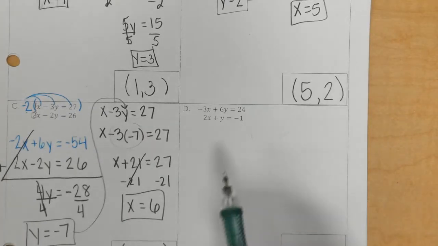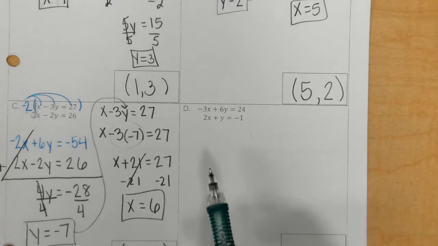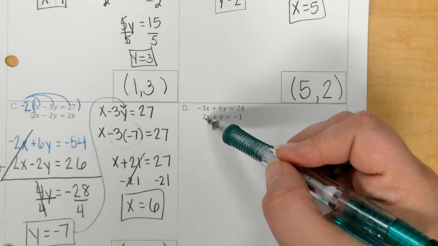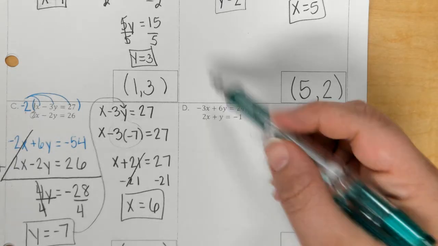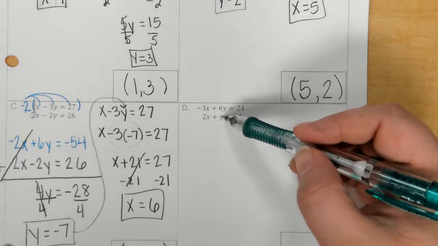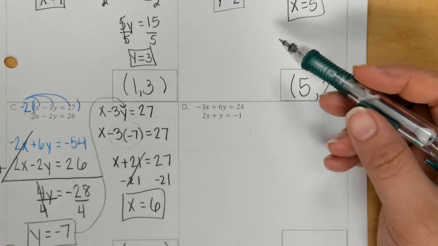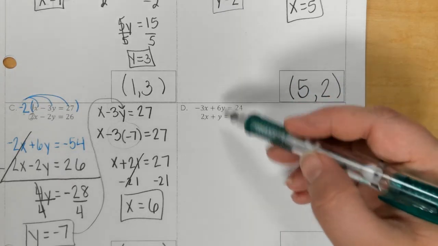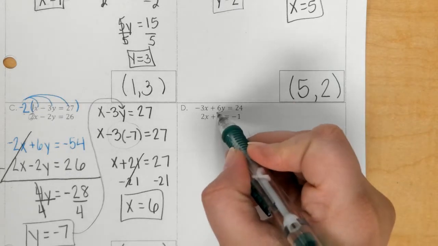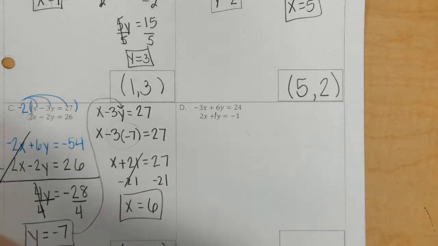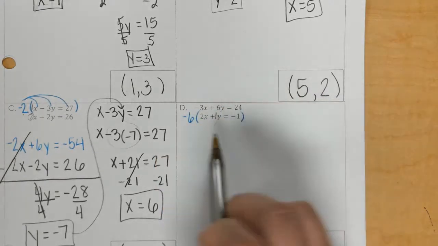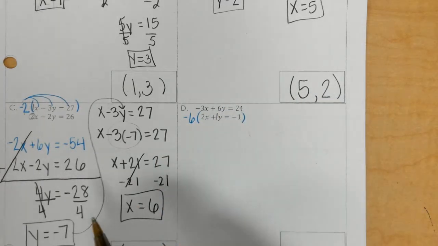For letter D, again, I need to find opposites. So if I check these two, those are not opposites. Negative 3 and 2 do not make 0. That makes negative 1. 6y and 1y makes 7y, so they're not opposites. So I have to decide, do I want to eliminate x's or y's? And I'm going to pick y's because there's a 1 right here. And I know that if I multiply 1 times negative 6, that would be the opposite of 6y.